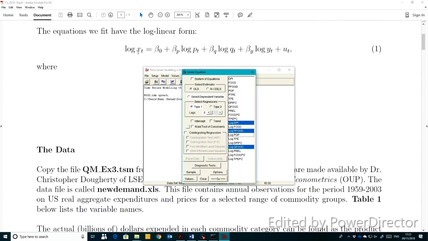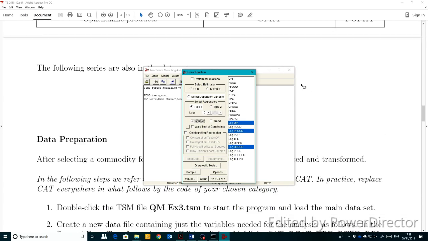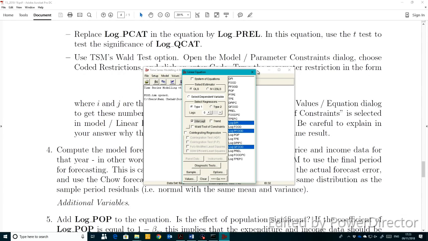So log food, log p food, and we have to include the intercept that stands for beta naught. We're going to look at p food, which is the price of food, q food, and this is disposable income, DPI, and that was it. Now the question is telling you the following.